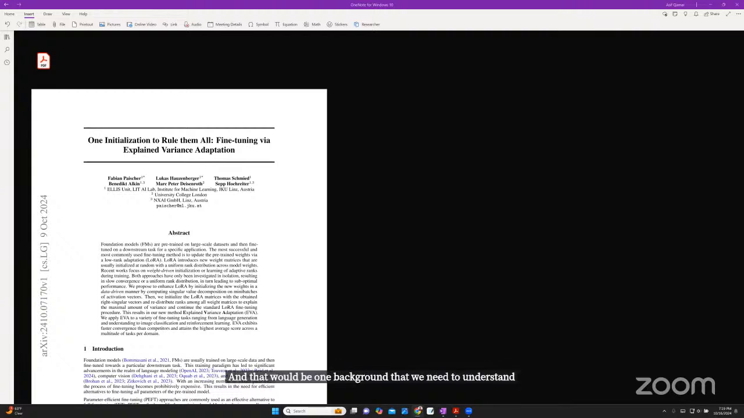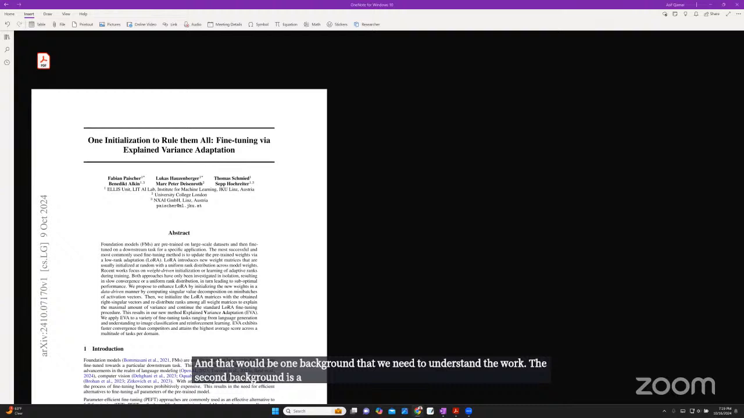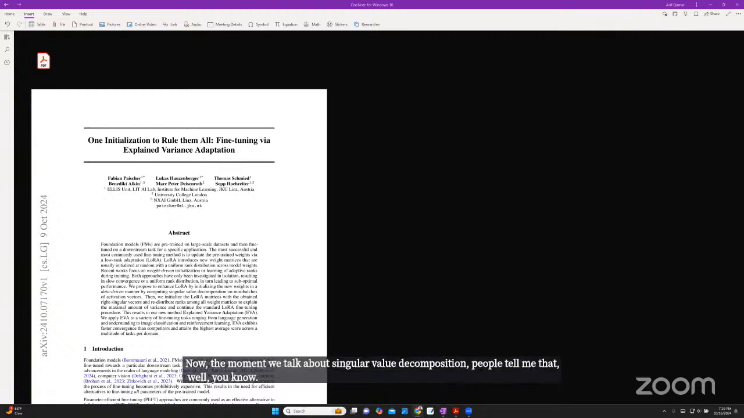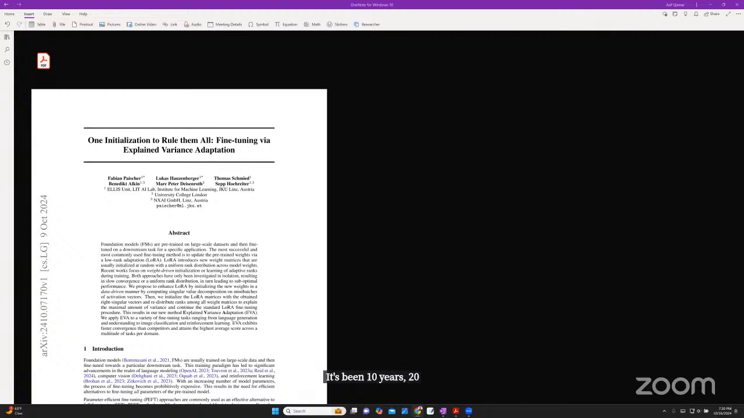The second background is a little bit mathematical. It has to do with one of the crown jewels of linear algebra, singular value decomposition. Now, the moment we talk about singular value decomposition, people tell me that, well, it's been 10 years, 20 years, 30 years since I studied that in engineering colleges. And even then, it wasn't one of their favorite topics.